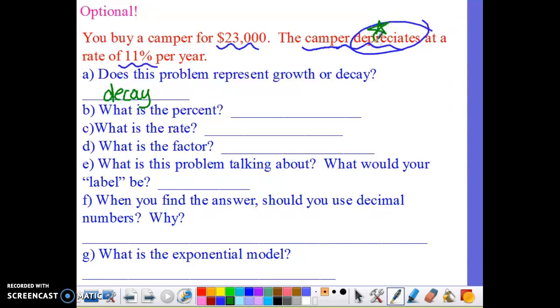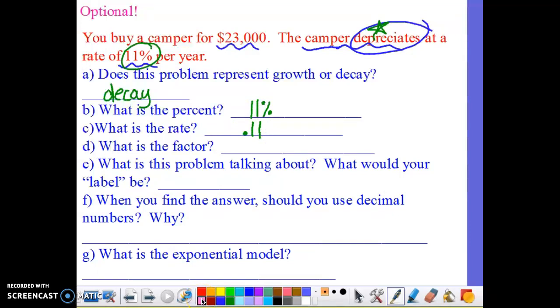This one says, what is the percent? Well, that's again kind of a freebie from the problem. The percent is 11%. Next question, however, asks for the rate. Now, rate, remember again, is my percent as a decimal. So if I move this decimal place over 2, it's going to be 0.11.